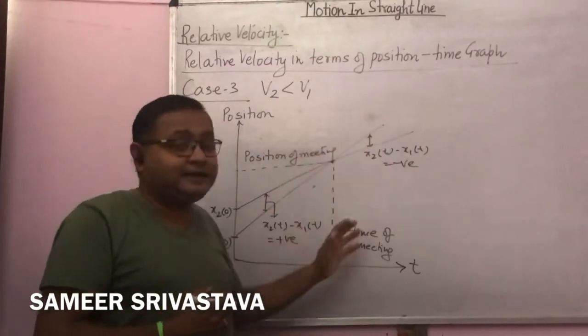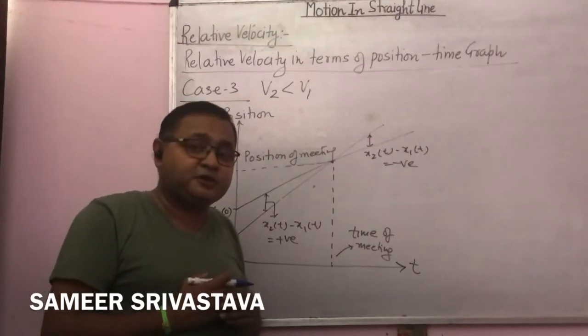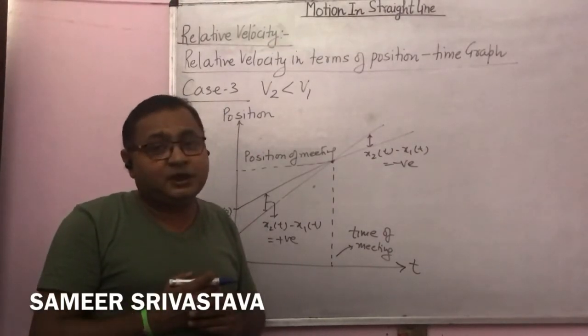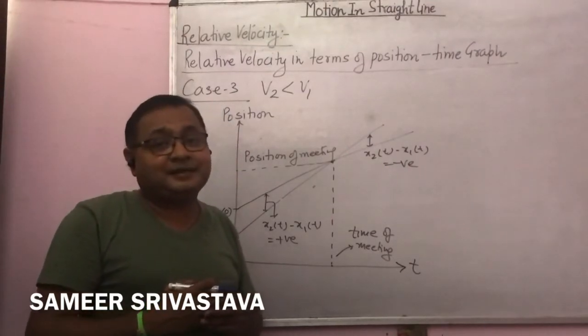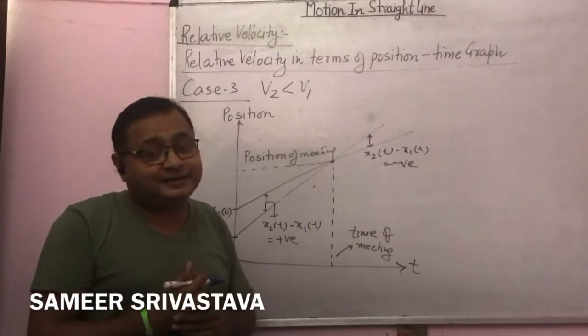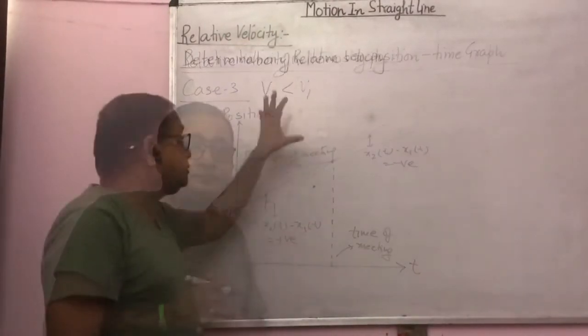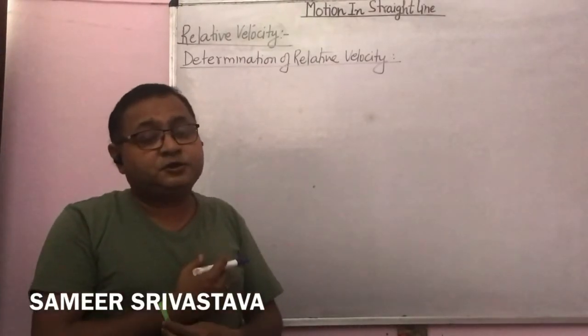So here I discussed the position-time graph for relative velocity under three different conditions. Now if the velocities of the objects are vectors, how can we find the magnitude of the relative velocity? The next topic is the determination of relative velocity when the velocities are vectors.